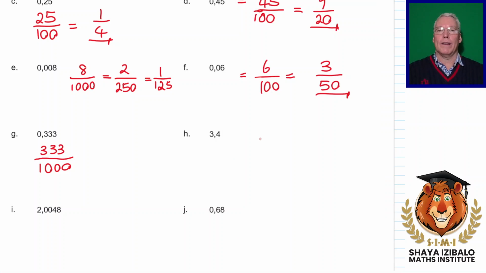Okay, right. 3 comma 4. Guys, 3 comma 4 is 34 over 10. We should be comfortable with that. And that can simplify because both of those are even. We can divide the top by 2 and we can divide the bottom by 2. That definitely can't simplify any further.